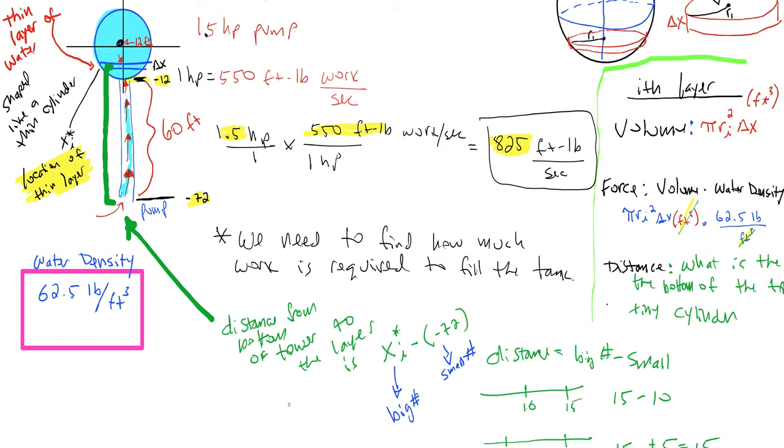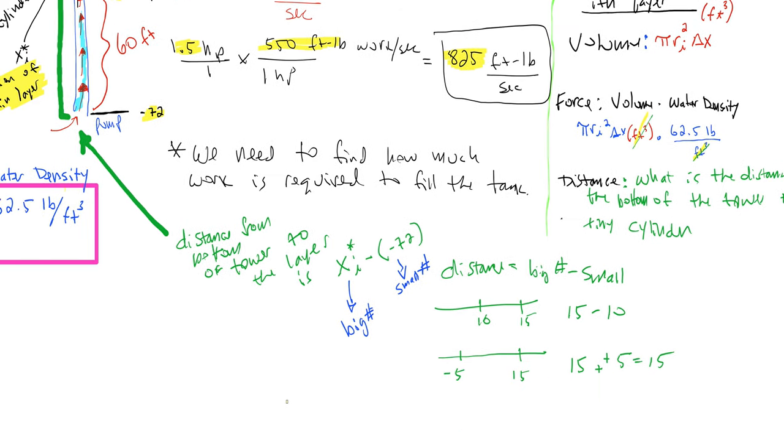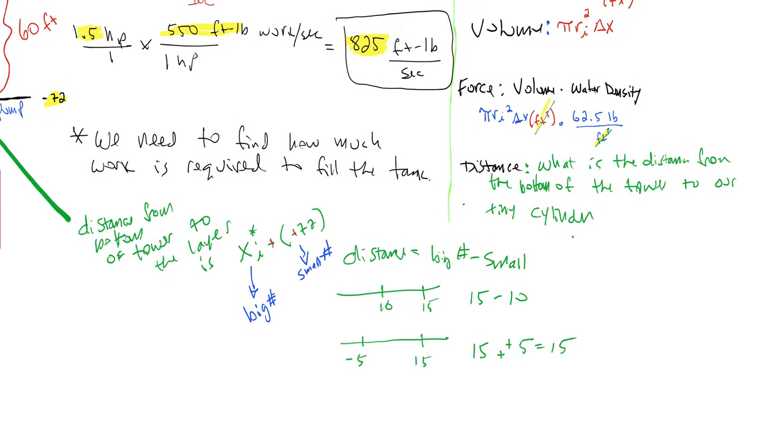XI star plus 72. Okay, so we have XI. Oh, okay, cool. So we have a distance. The distance is x, so if you go plus plus right here, what is the distance to the bottom of this tower to our tiny cylinder? It's going to be XI plus 72. Star, yes, plus 72. Got that? Yeah, I got that. All right.